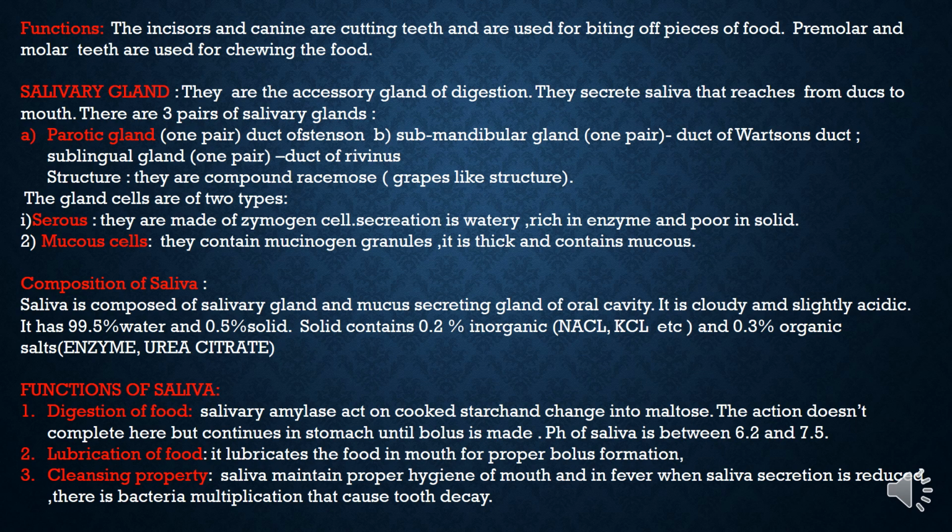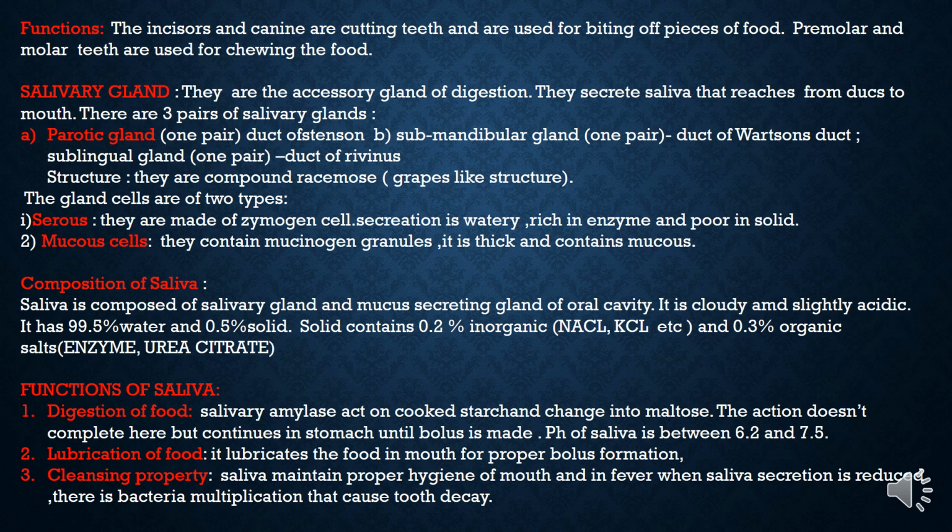What are salivary glands? These are the accessory glands of digestion. They secrete saliva that reaches the mouth through ducts. There are three pairs of salivary glands. Parotid glands, one pair, with the duct of Stenson. Submandibular gland, duct of Wharton. Sublingual gland, duct of Rivinus. Structure: they are compound racemose, grape-like structures.